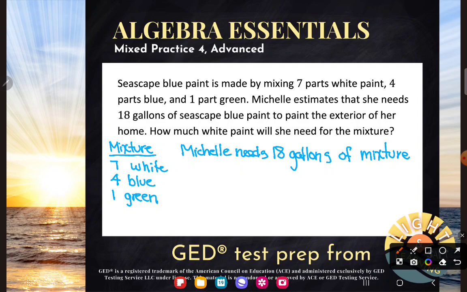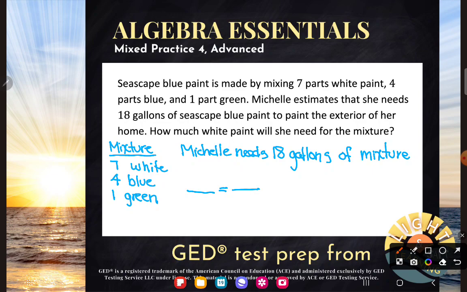And the question is, how much white paint will she need for the mixture? So I see here proportions. I see these relationships. We're talking about paint to paint. And so I can set up a proportion problem, but you need to be careful because proportions only work if you're talking equal relationships. So what I'm actually going to start with this time is what I'm looking for, because I have way more information than I need, and it's going to be really important to pick the right information that I need. So I want it to line up with what I'm looking for.